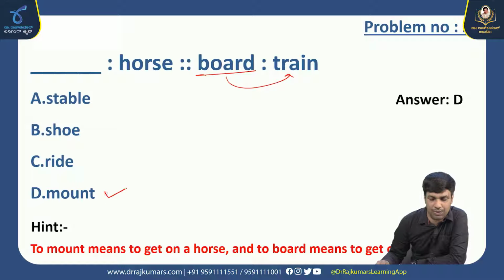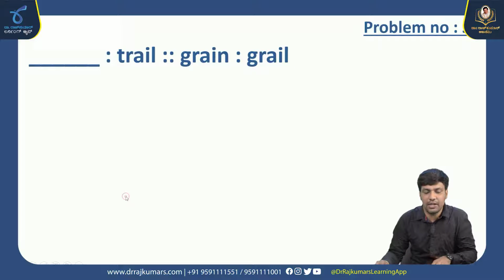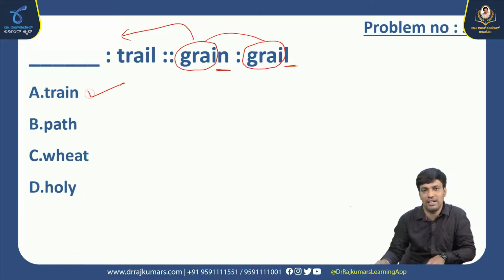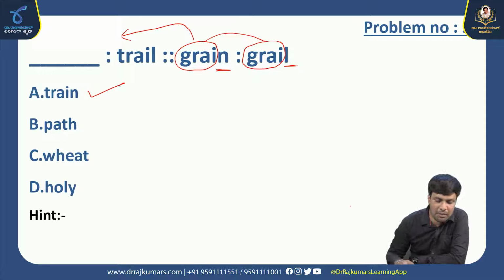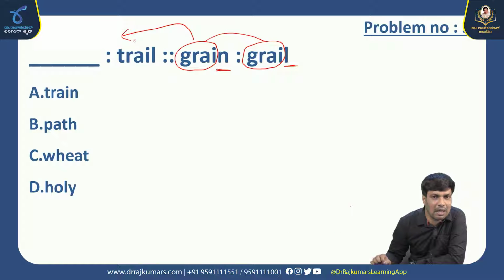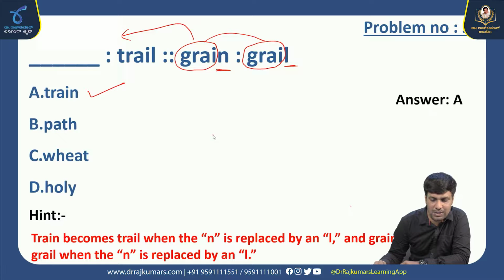Moving on to our next question. If dash relates to trail, then grain is related to grail. If we observe, we have only one letter difference in the second pair. Let us see the hint now. Train becomes trail when N is replaced by L, and grain becomes grail when N is replaced by L. If we replace the letter L by N, we get the first option, that is train.